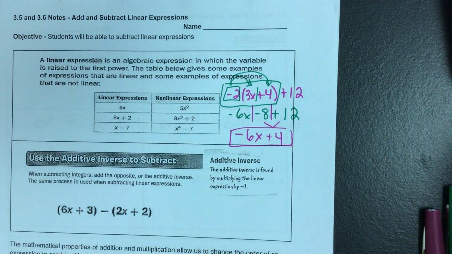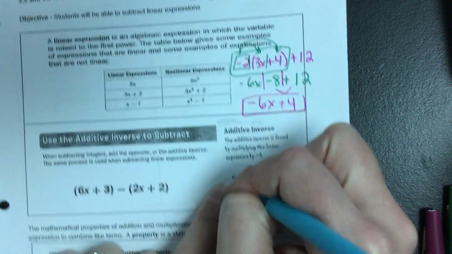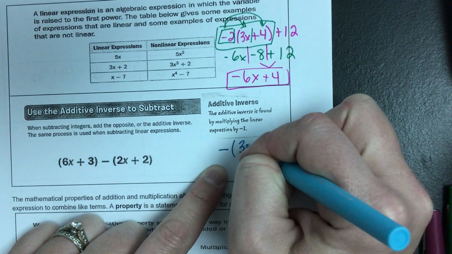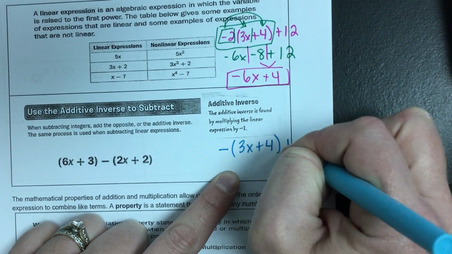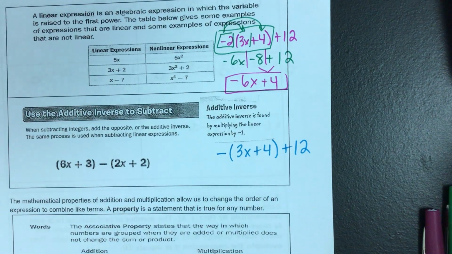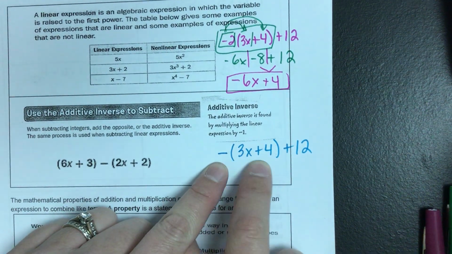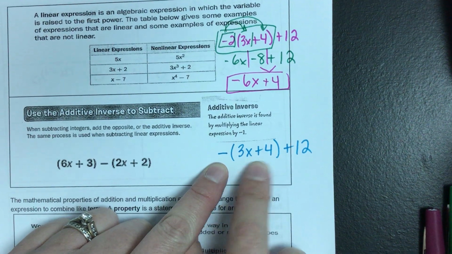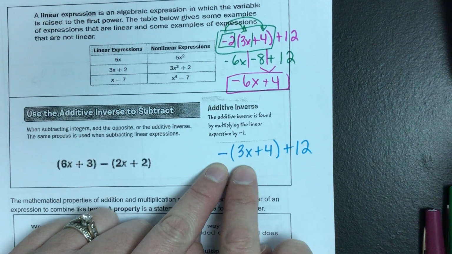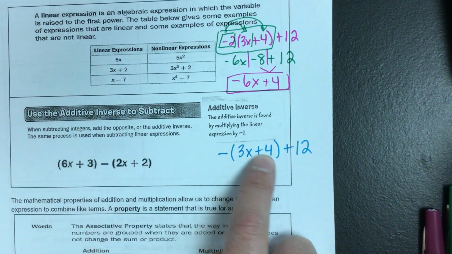Well, what if we had something that looked like this? Again, you've seen these before. You know what to do. This means subtract this entire expression, this entire quantity. But PEMDAS says, meh, you can't minus those because you have to do all this first.